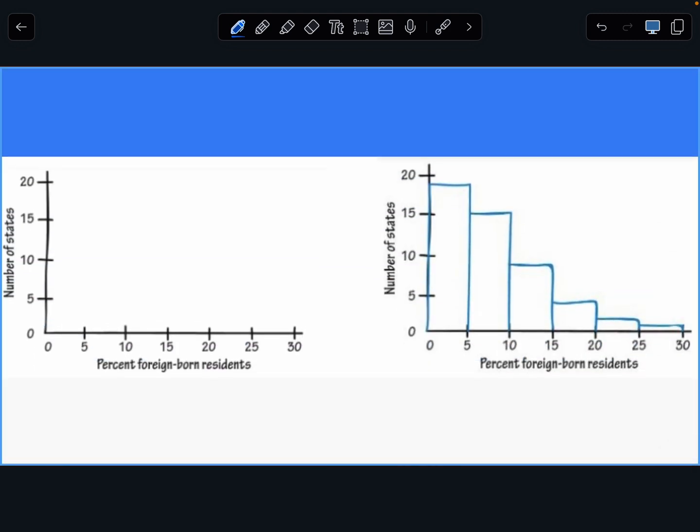So again, we are creating our data. Notice it says number of states. In the first one from 0 to 5, it was 19, so we would find 19. We'd draw our bar. And again, it's right over here. This is your final answer, but we're gonna actually draw it in. From 5 to 10, it was 15 states. From 10 to 15, there were 9 states. Then there were 4. Then there was 2. And then there was 1.